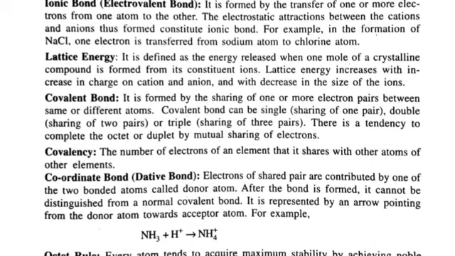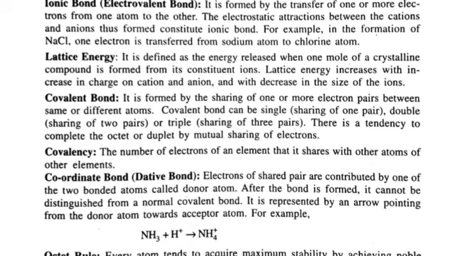The covalent bond is formed by the sharing of electrons between the same or different atoms. A covalent bond can be a single bond, double bond, or triple bond. There is a tendency to complete the octet or doublet by the mutual sharing of electrons. Covalency is the number of electrons of an element that it shares with other atoms.